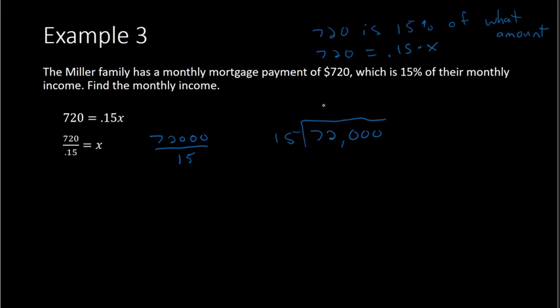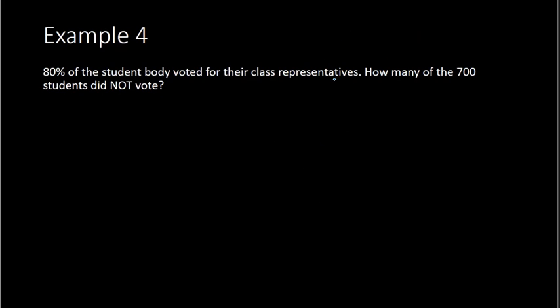When I do that, I have 4 that goes up here. 4 times 15 is 60. Subtract, I get 12, bring down the 0. And then 8 times 15 gives me 120. And then no remainder. So then we have 2 zeros at the end. So add 2 zeros at the end of my answer. So my solution would be 4,800. So I found that their monthly income is $4,800, and that 15% of that would be 720.